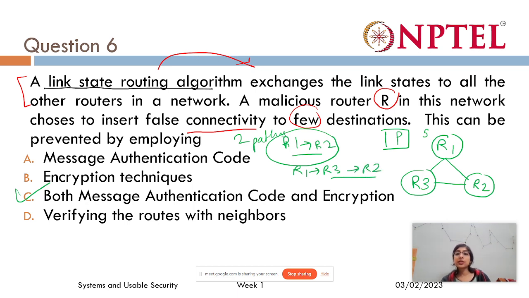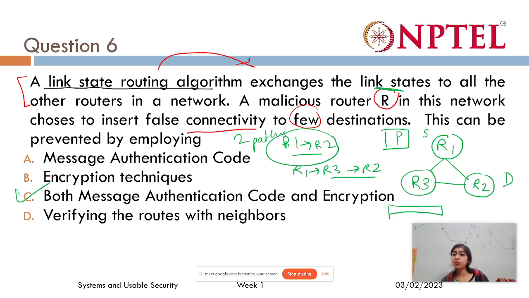Why? Because the link state routing algorithm says it will exchange the link states. So what are all the available routers in the path from the source to the destination? All can participate in transferring the data packet from the source to the desired destination. So what will every router do?